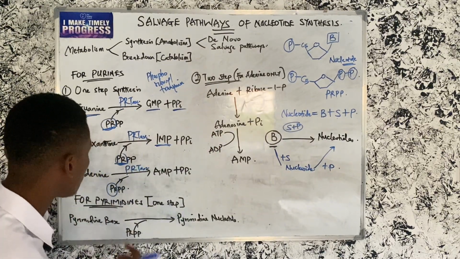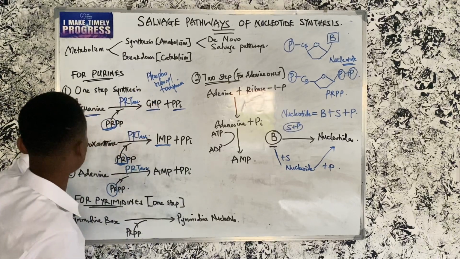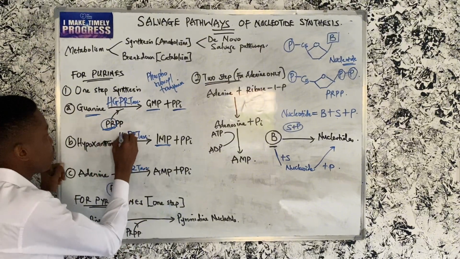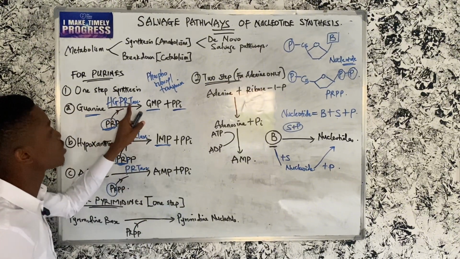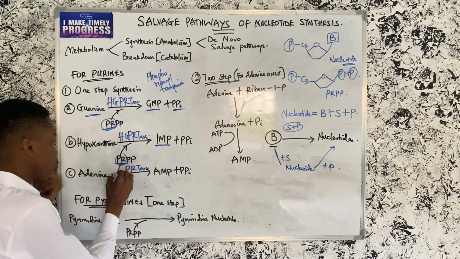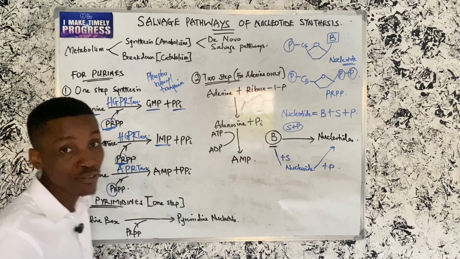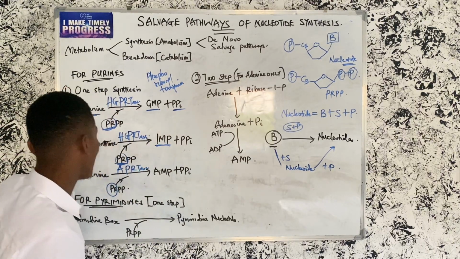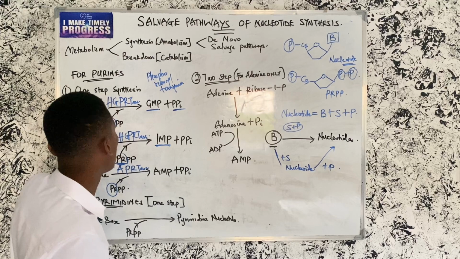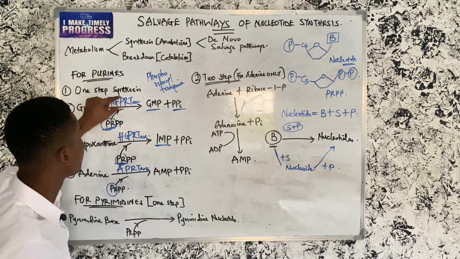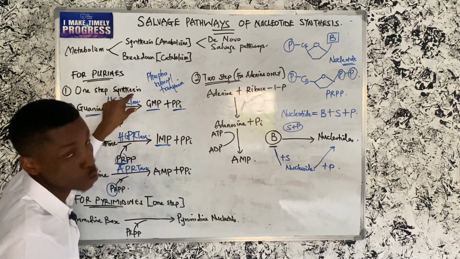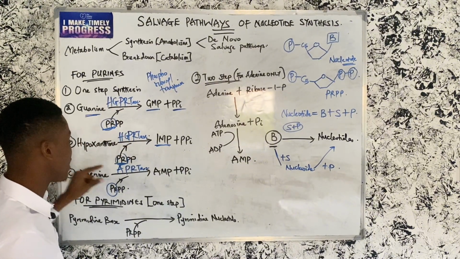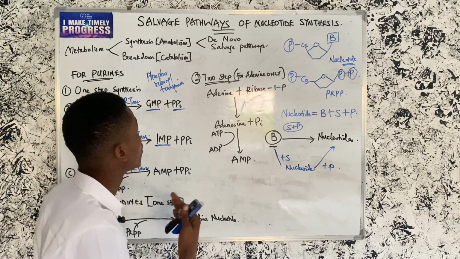Now observe something. The enzyme for the first two is common. We call it hypoxanthine guanine phosphoribosyl transferase. But for adenine, it is one single enzyme, adenine phosphoribosyl transferase. So please, it's the same enzyme that acts on guanine that can act on hypoxanthine. For that reason, we give it a common name, hypoxanthine guanine phosphoribosyl transferase. But for adenine, we'll call it adenine phosphoribosyl transferase.